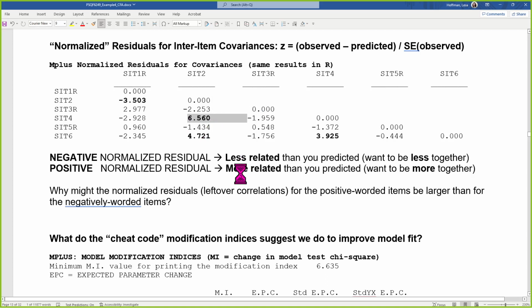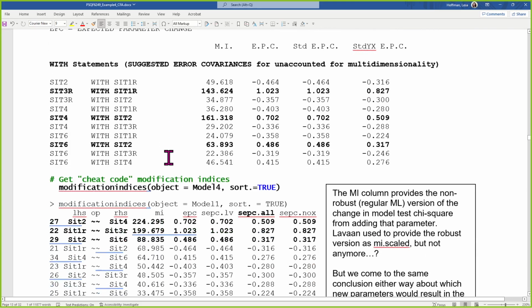I'm just going to let the part of items 2 and 4 that's not the factor be related. And then the model will perfectly recreate that covariance because that additional error covariance is going to fill in the hole and resolve the discrepancy. And it's going to suggest I do the same here, and the same here, and it suggests I do the same here with a negative error correlation. So all of these suggestions from the modification indices are with statements. In Mplus language, with means covariance.